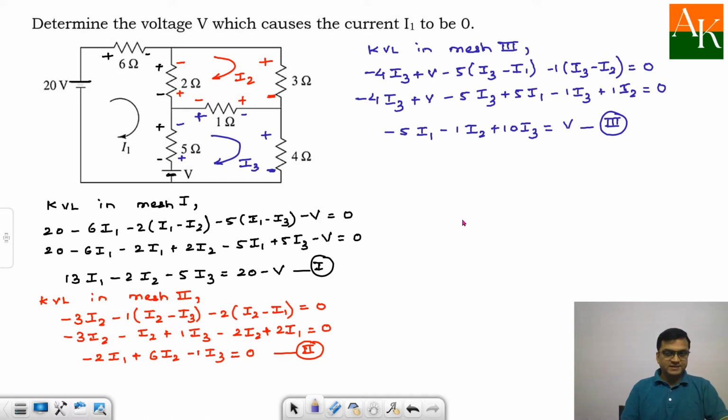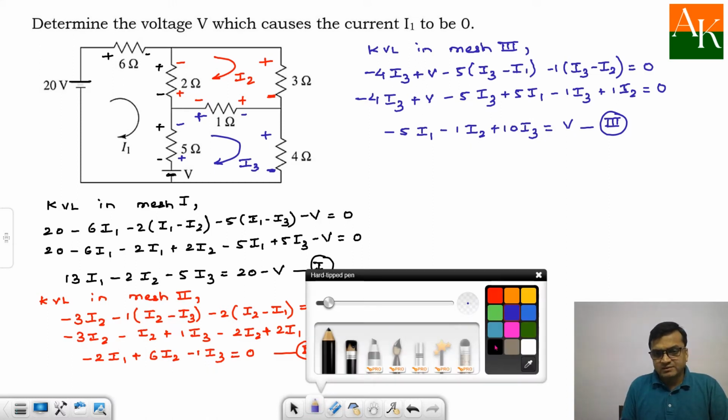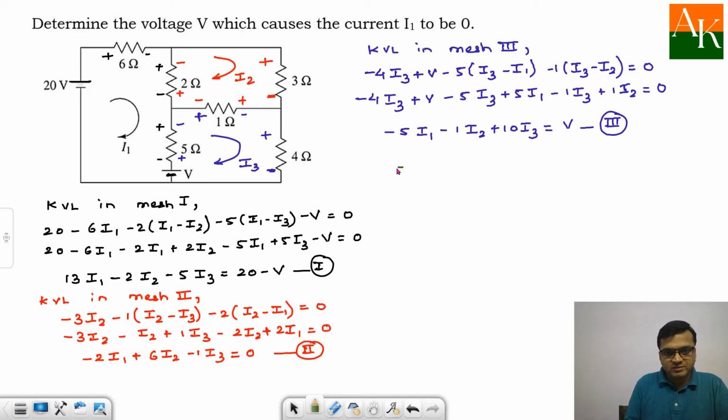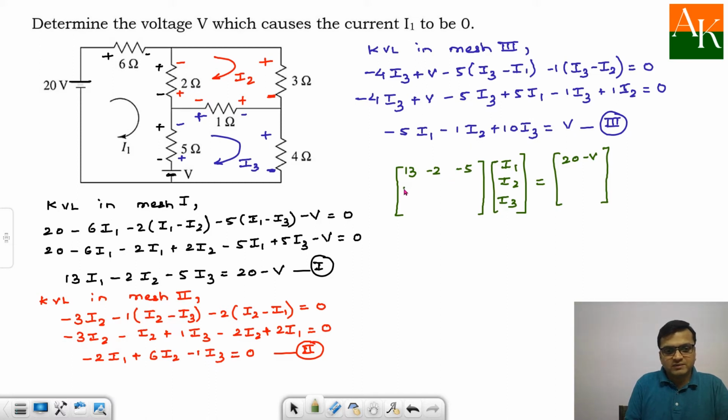You can check this. Now after this I will write down these 3 equations in matrix format. From equation number 1, I will have 13, minus 2, minus 5, and here I will have I1, I2, I3, and the right hand side is 20 minus V. This is from equation number 1. From equation number 2, I will have minus 2, 6, minus 1, and over here 0. Here I will have minus 5, minus 1, 10, and plus V over here.